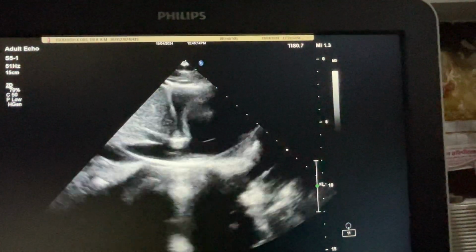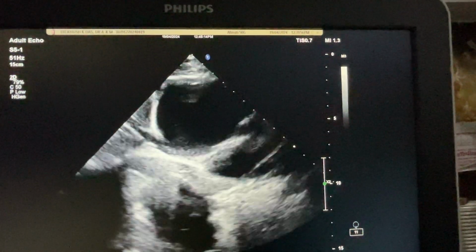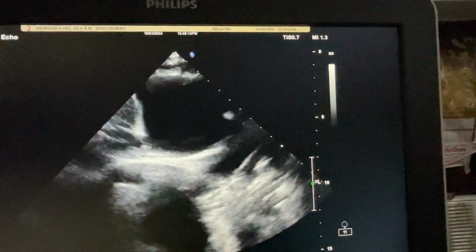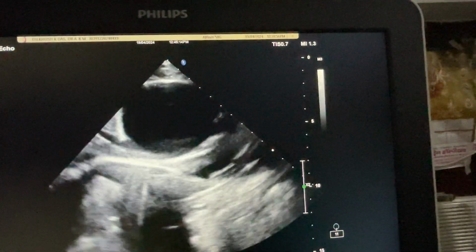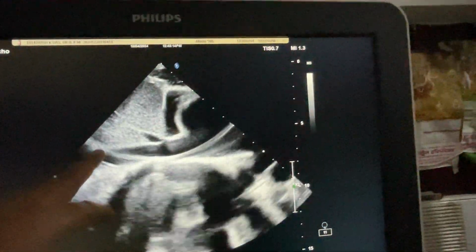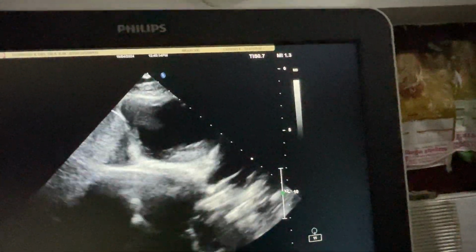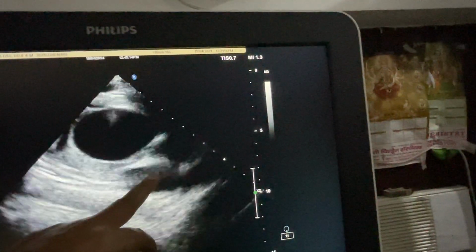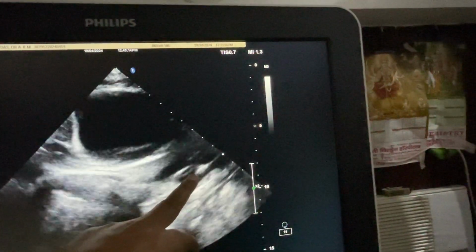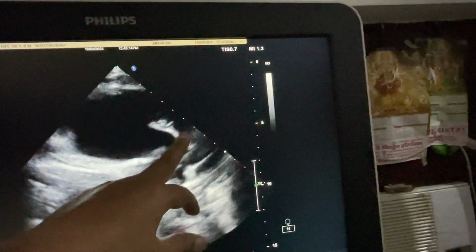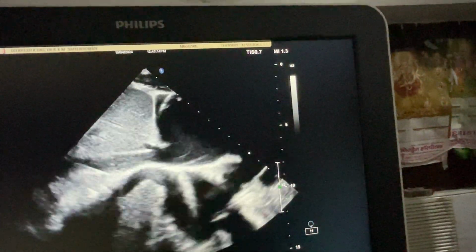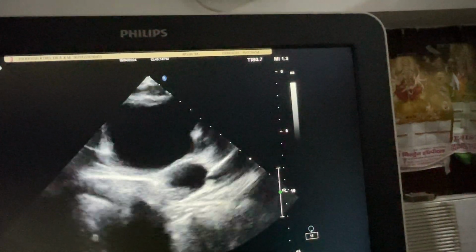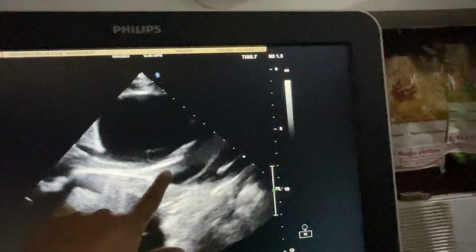This is the case of sinus venosus ASD of SVC type, superior vena cava type. In this image, what you see, this is inferior vena cava, this is right atrium, then this is left atrium, this is right upper pulmonary vein, this is superior vena cava. Again, see, this is inferior vena cava, this is right atrium, this is left atrium.